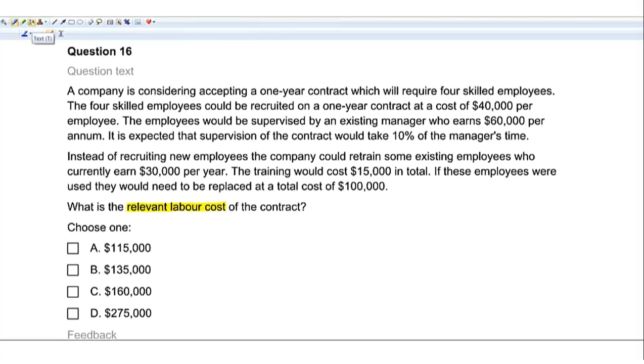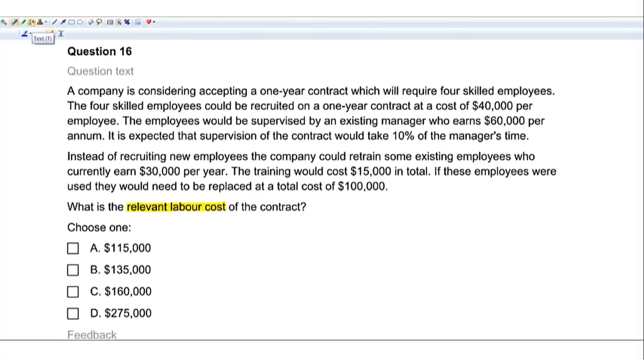So to remind you, a relevant cost is one that is a future incremental cash flow, or something that is caused by a decision or caused by the project. In this question, it's in relation to a contract, so we're looking at what is the labour cost caused by the contract. Let's read through it together then.